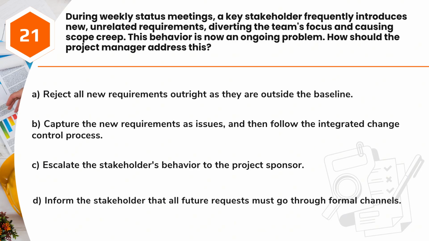Question 21. During weekly status meetings, a key stakeholder frequently introduces new, unrelated requirements, diverting the team's focus and causing scope creep. This behavior is now an ongoing problem. How should the project manager address this? A. Reject all new requirements outright as they are outside the baseline. B. Capture the new requirements as issues, and then follow the integrated change control process. C. Escalate the stakeholder's behavior to the project sponsor. D. Inform the stakeholder that all future requests must go through formal channels.